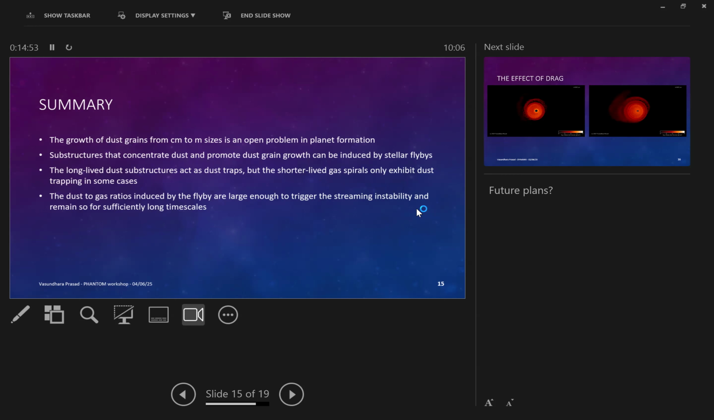One of the things I'd be worried about a little bit is the dust concentration that's outside of the gas spirals. Numerically speaking, in Phantom, there's nothing that opposes dust concentration. And so in circumstances where you resolve the dust much better than the gas, it will just keep collapsing. And so some of that might be numerical.